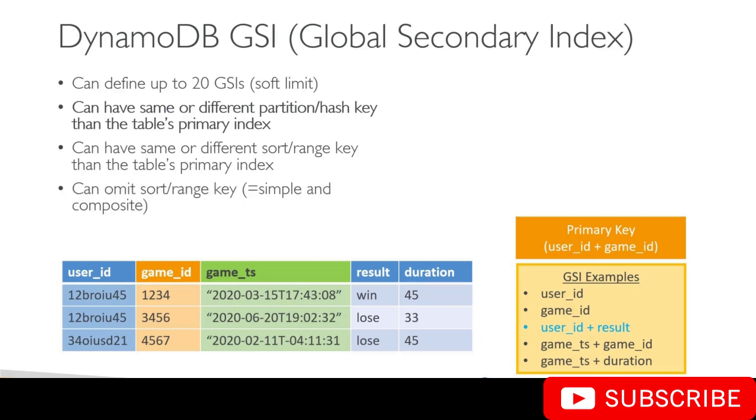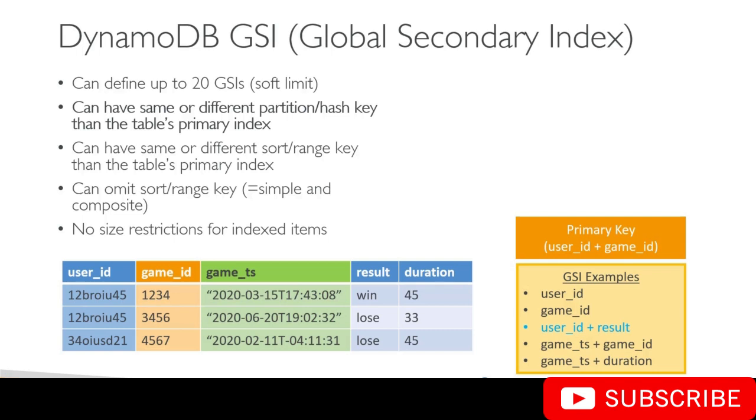You can omit the sort key or range key. In a local secondary index, you cannot omit the sort key, but in GSIs, there is no such restriction. Again, there is no restriction on the size, like local secondary indexes, which are limited to 10 gigs. There is no such size limit on global secondary indexes.